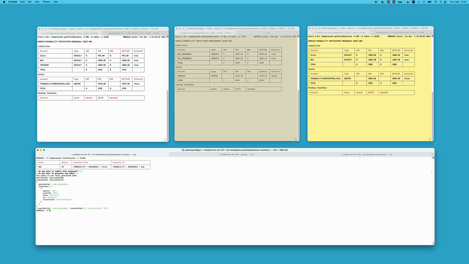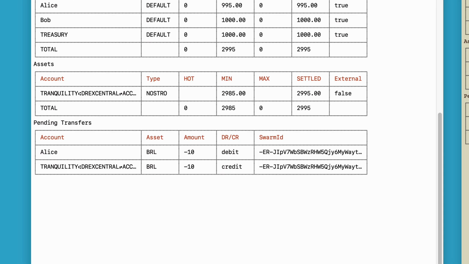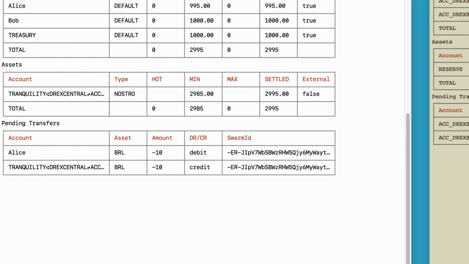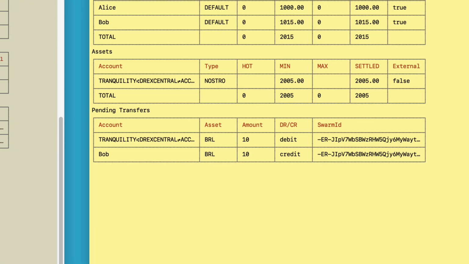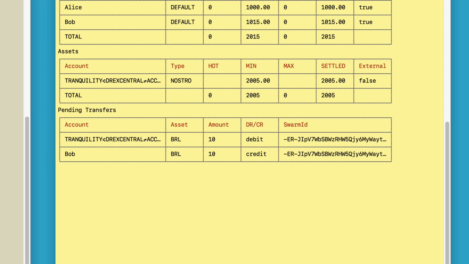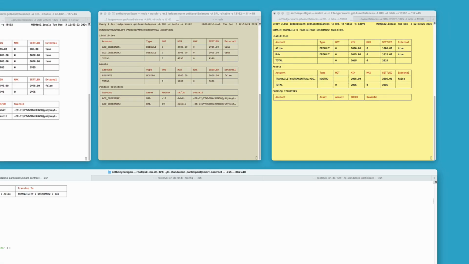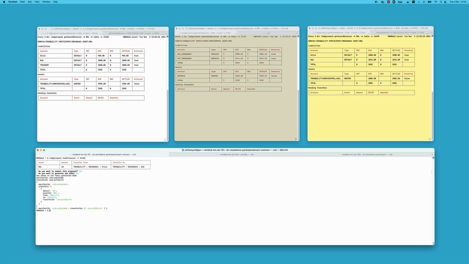Now, when we submit the transaction, you can see the proposed postings for each ledger. DREX Bank 1 will debit Alice and credit its Nostro account with DREX Central. DREX Central will debit DREX Bank 1 and credit DREX Bank 2, and finally DREX Bank 2 will credit Bob and debit its Nostro with DREX Central. All of this is done as a single atomic transaction across the three ledgers.